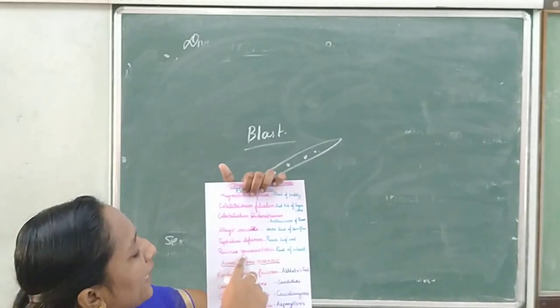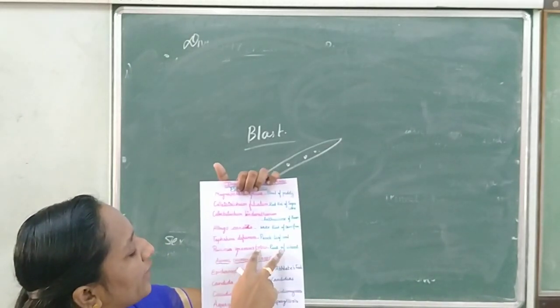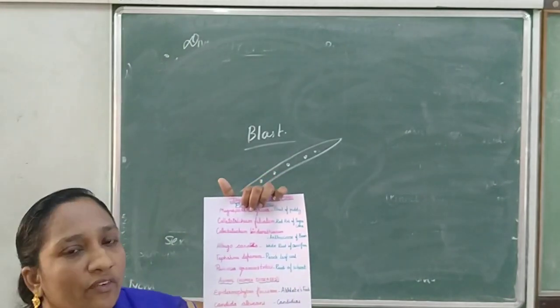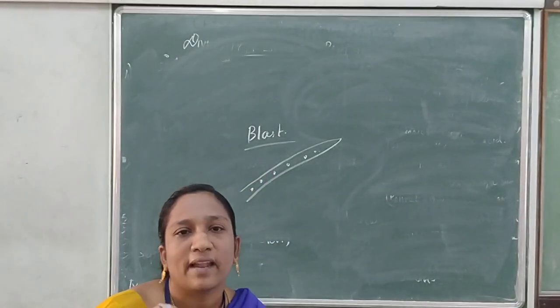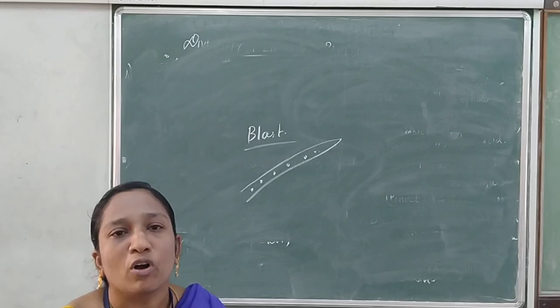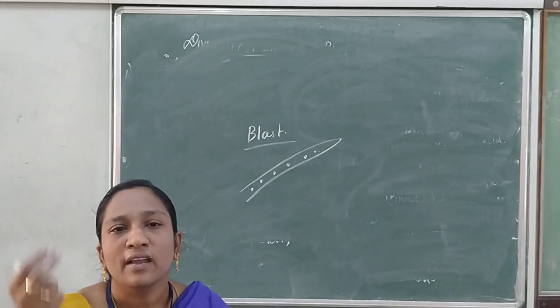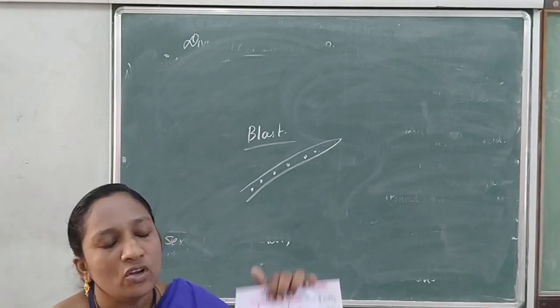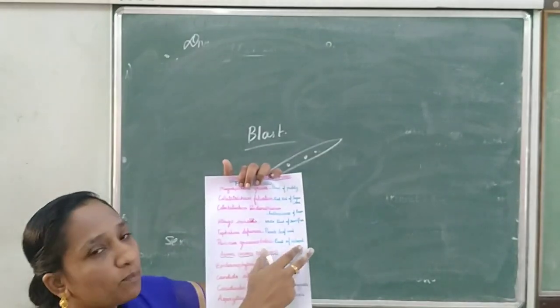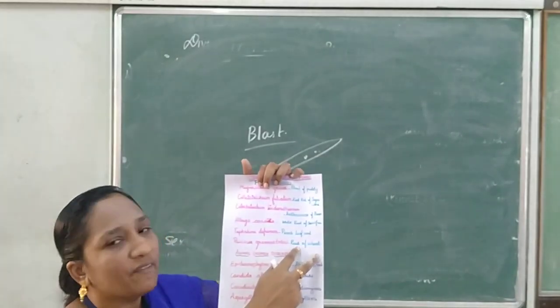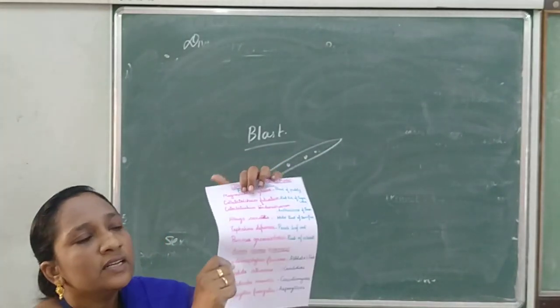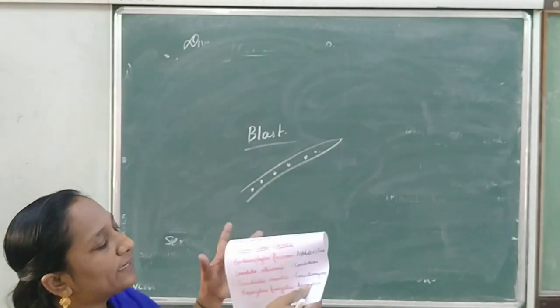And Puccinia graminis tritici causes rust of wheat. What is meant by rust? Iron gets oxidized in the presence of oxygen and forms a yellowish powder. Like that, the leaf of the wheat plant will have rust. Okay, and next one, certain diseases which are caused by fungi.